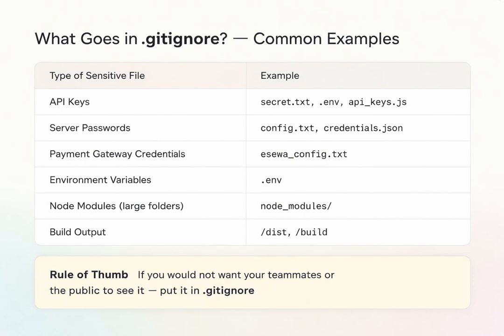So what kinds of things typically go into a gitignore file? The instructor's example focuses on API keys and passwords, but in real projects, there's a whole category of files you'll want to ignore. API keys, server passwords, payment gateway credentials, these are the obvious ones, but there are also things like environment variable files, which are commonly named .env, where developers store all their configuration secrets. In larger projects, you'll also ignore things like the node modules folder, which can contain thousands of files that don't need to be pushed, or build output folders. The general rule the instructor implies is simple. If you wouldn't want your teammates or the public to see it, it goes in gitignore.